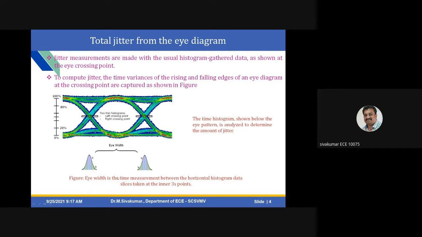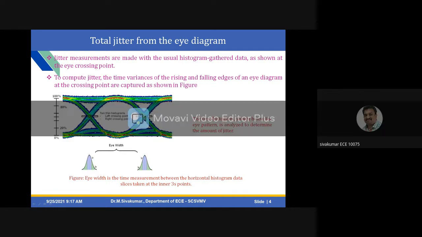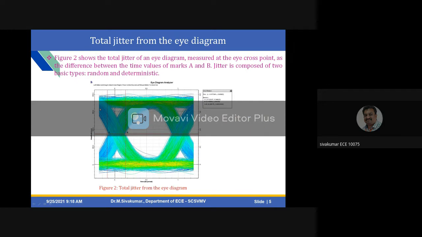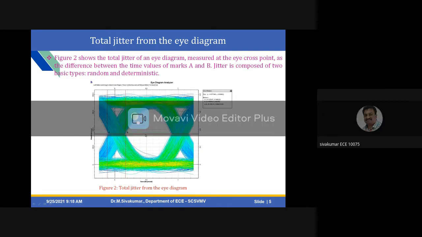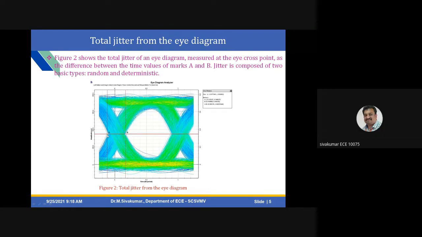Okay, this figure shows eye width is the time measurement between horizontal histogram data slices taken at the inner 3 sigma points, 3 sigma points here. By using this eye diagram analyzer, this figure shows total jitter of an eye diagram measured at the eye cross point. These are the eye cross points, the horizontal point, as the difference between the time values of mark A and mark B. For that, by using the scope, you need to mark this location A and B. The jitter is composed of two basic types. The first one is random and the second one is deterministic.